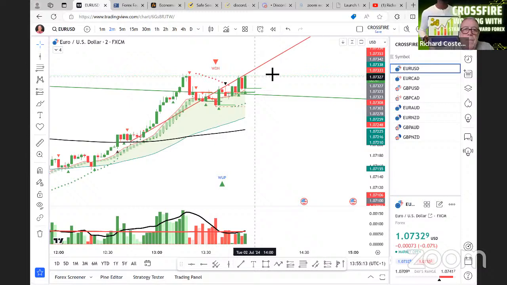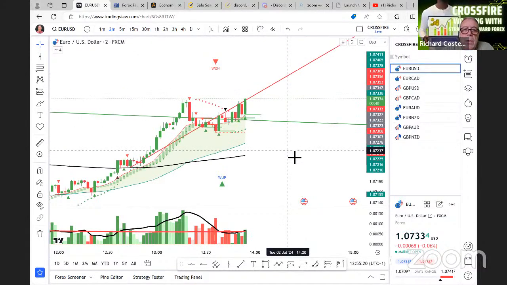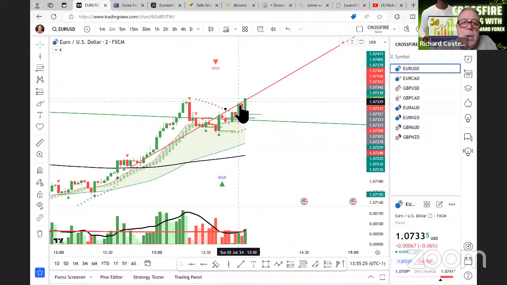What I would need, just move that down, is for price to break above that red trend line, because you can see how price is respecting that red trend line. I want it to get above where it is now.